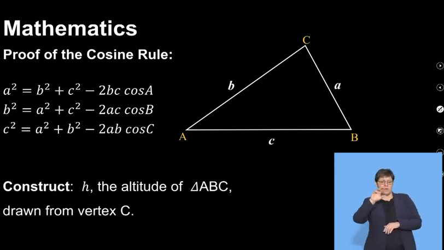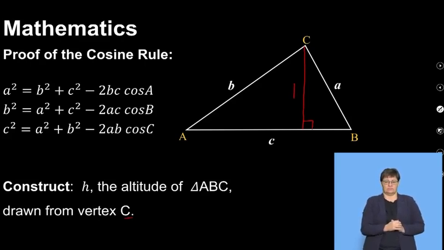Okay, and again, exactly like we did before, we're going to start off with our construction. So let's construct our height again. We're constructing a height again from vertex C. So we're drawing our height perpendicular to our base. There's our base there. And our height, we're going to label it h.